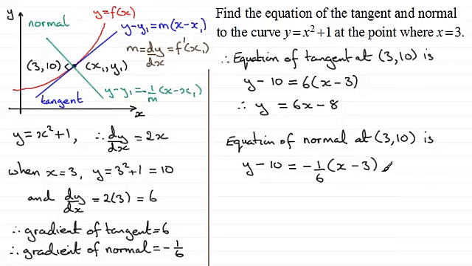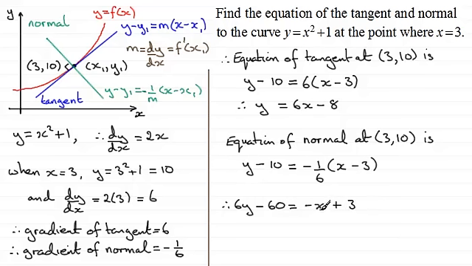Now again, I could leave it like this if it said write down an equation of the normal. But maybe I want to write it in the form ax plus by plus c equals 0, where a, b and c are integers. If I'm asked to do that, it's always a good idea to just multiply by your fraction here, 6 in this example. So what we'll get is 6y minus 60 equals, and if we multiply this by 6, we're just going to be left with minus 1 times the bracket. So that's going to give me minus x plus 3.